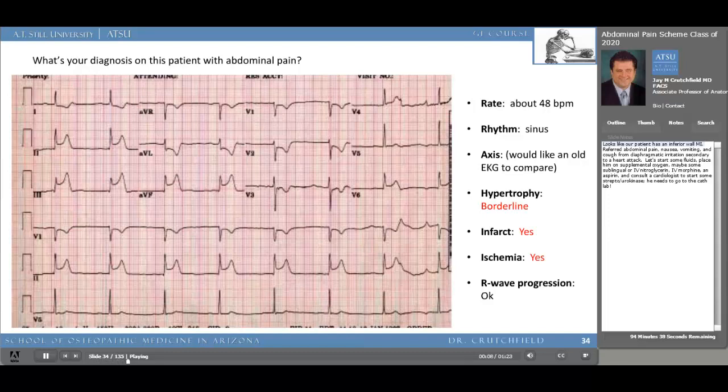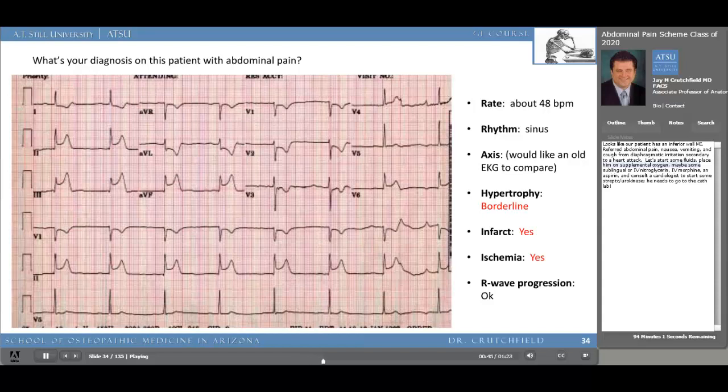If we look at the rate, about 48 beats a minute. The rhythm looks like it's sinus. The axis isn't that important unless there's a tremendous shift, and for that, I'd like to compare to an old EKG, which we don't have. Looks like there's some borderline hypertrophy and probably an infarct with ischemia. The R progression seems okay. The impression here is it looks like our patient has an inferior wall MI. Referred abdominal pain along with nausea and vomiting and cough from diaphragmatic irritation secondary to a heart attack.